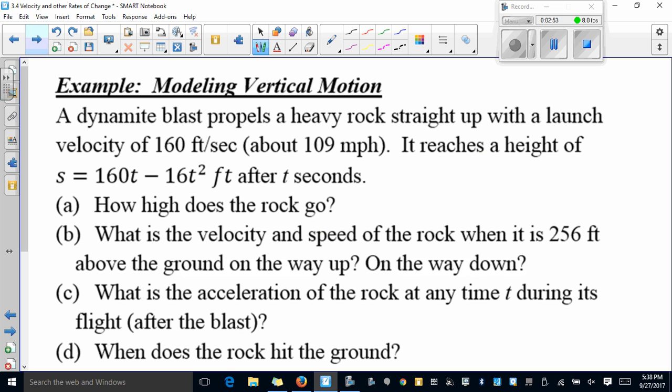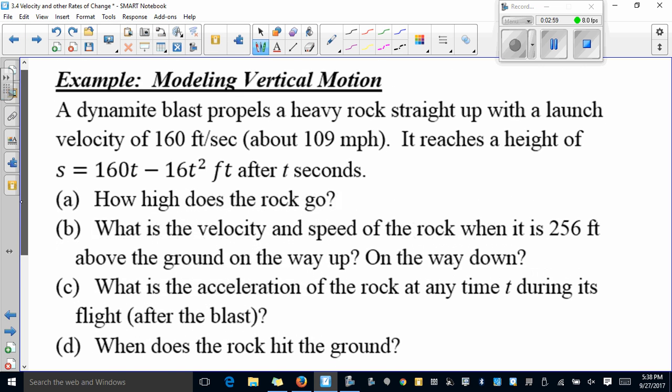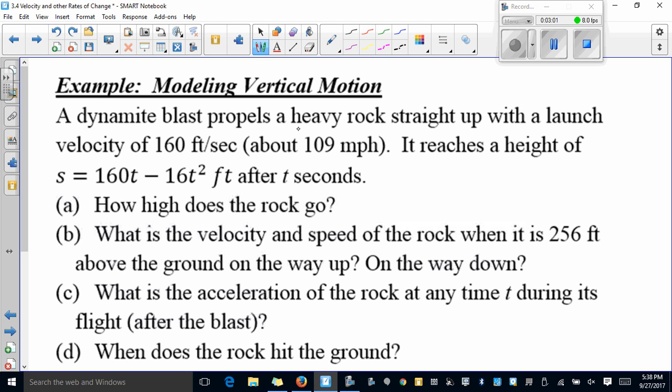Okay, next question. A lot going on in this one, but I gave you lots of room to write. A dynamite blast propels a heavy rock straight up with a launch velocity of 160 feet per second, about 109 miles per hour. So pretty quick stuff there. It reaches a height of s equals 160t minus 16t squared feet after t seconds. So this is our position function. It asks you, how high does the rock go?